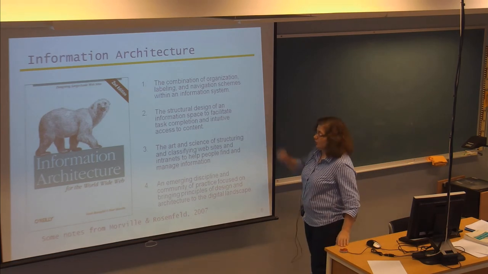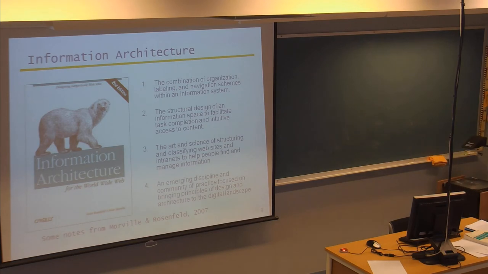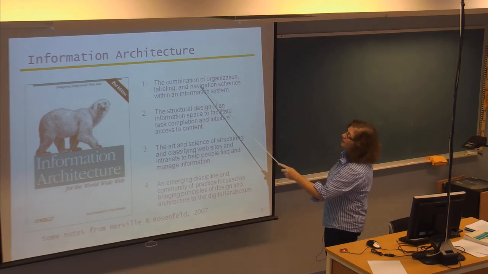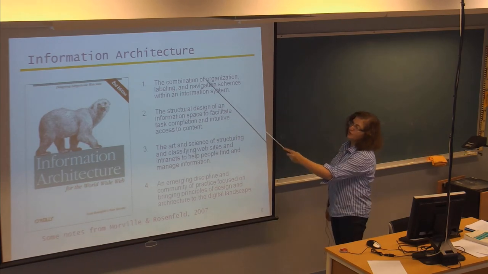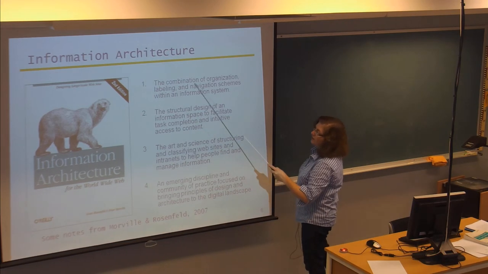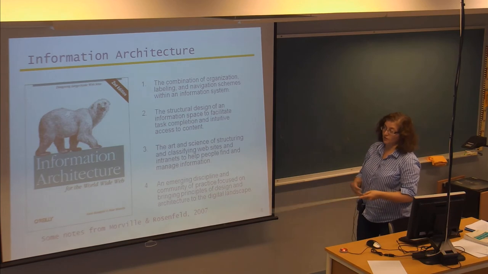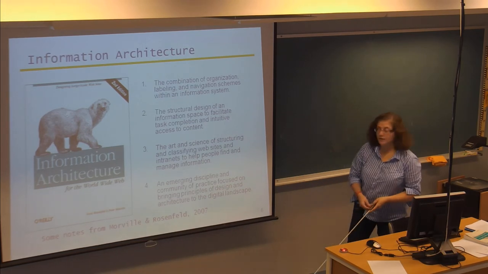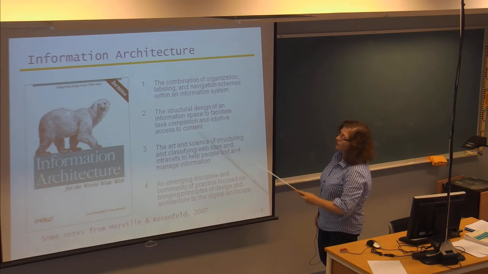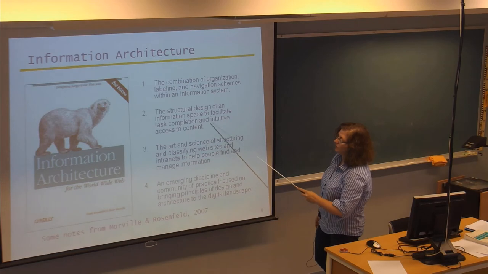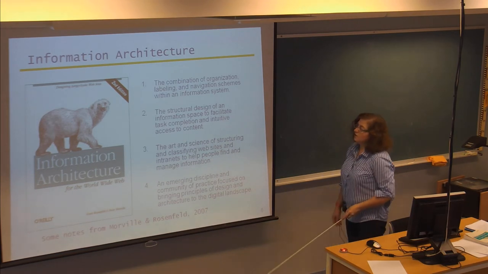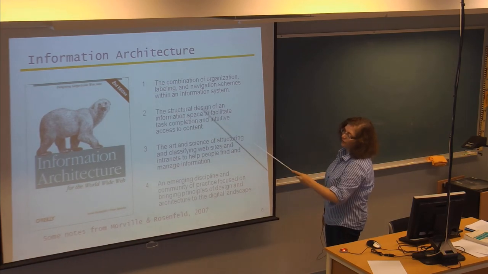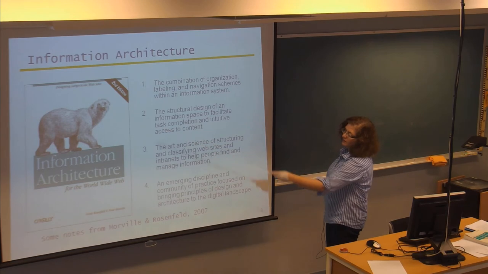They say, and let me actually get a pointer, that information architecture is the combination of organization, labeling, and navigation schemes within an information system. So the keywords here are organization, labeling, and navigation. We'll be talking about how these three areas are designed and implemented in the chapters in this book and in your exercises. And then the structural design of information space to facilitate task completion and intuitive access to content. So this is about structural design, that's the key here. It's how you structure data to complete or facilitate a task.